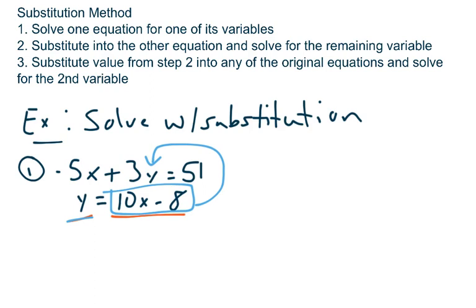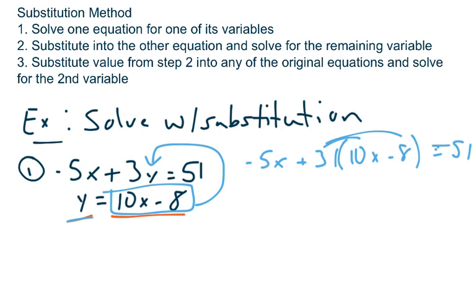So we take this 10x minus 8, substitute it in for y in the first equation, and it looks something like this. Negative 5x plus 3. Now there's a y. Y is now equal to, sorry, that's a parenthesis, 10x minus 8 equals 51. Everything else stays exactly the same. That's not 31, that's 3 with a bad looking parenthesis.